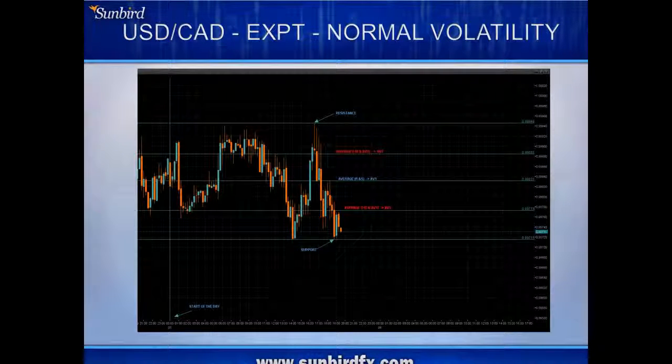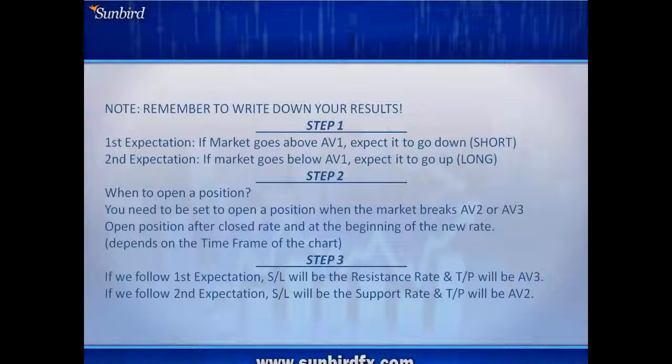Now that it went back up, it passed through the average again, so I'm expecting it to go back down. When to open a position? If it breaks through average 2, I open my position. It broke through average 2, so I'm getting ready to open another position. When it broke through average 2 and went to a new rate, I opened another position on short. It went back down, and it does that all the time.